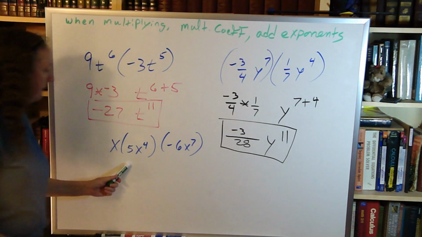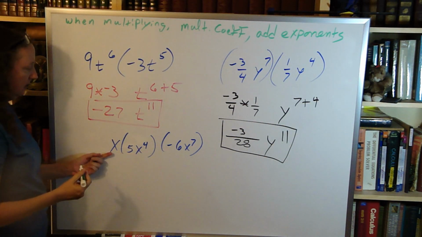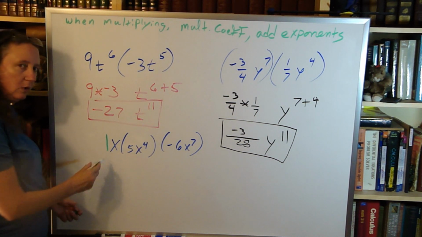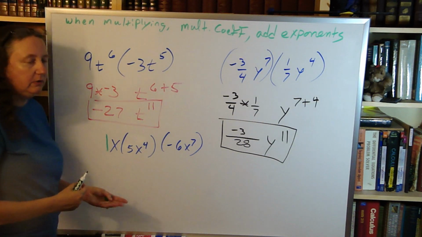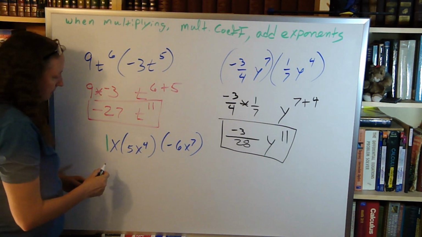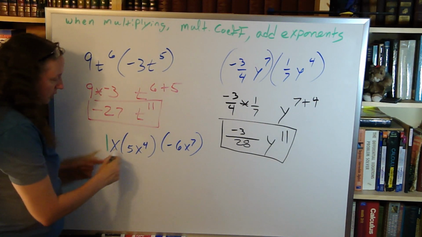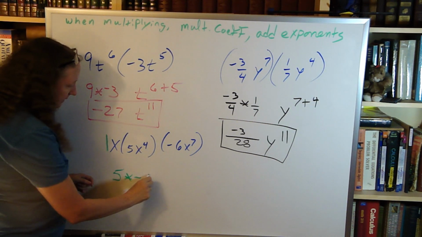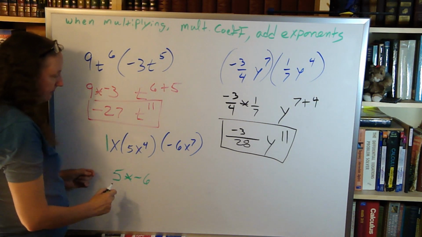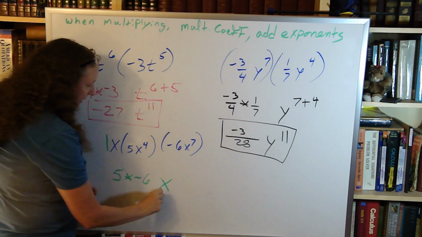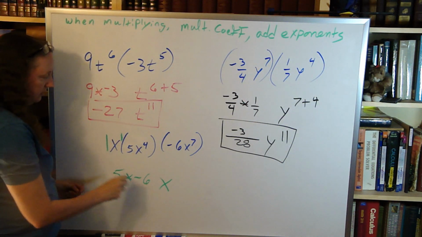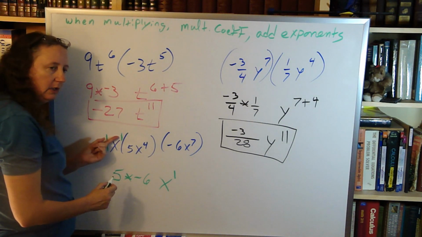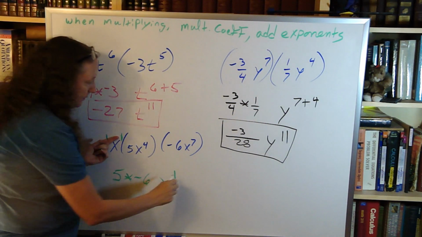Down here on the bottom one, we're going to multiply the coefficients. We have the understood 1 in there. You can multiply it in if you need to. You don't need to, though. Most of you don't need to. So I have the understood 1 times 5 times negative 6. Add my exponents. So I have x to the understood 1. Don't forget it. You have to have that exponent 1 in there.